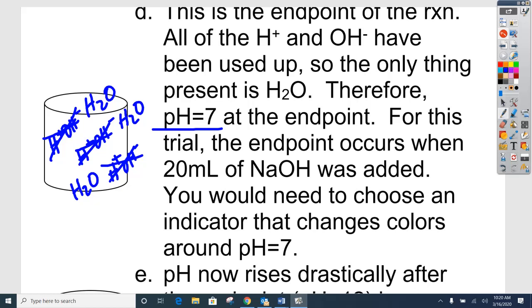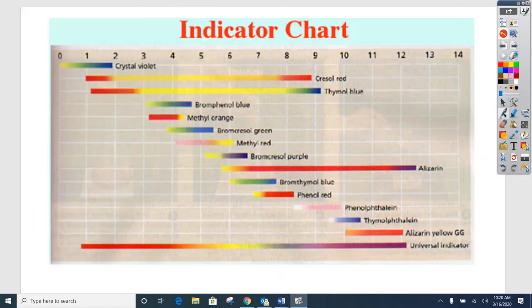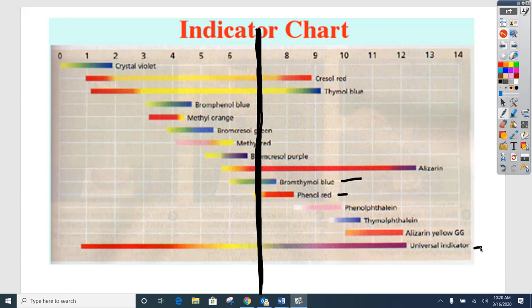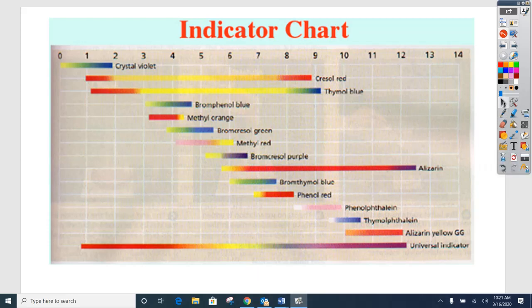For the math, for the example that we used above, this would occur when we added 20 milliliters of sodium hydroxide. So if I wanted to choose an indicator to let me know that this reaction was complete, I would need to choose an indicator that changed right at a pH of 7. So it looks like bromthymol blue, phenol red, universal would be good. If you're really good at distinguishing between orange and red, you could use cresol red. But the point is, you want an indicator that has a color change right at a pH of 7 for this graph.